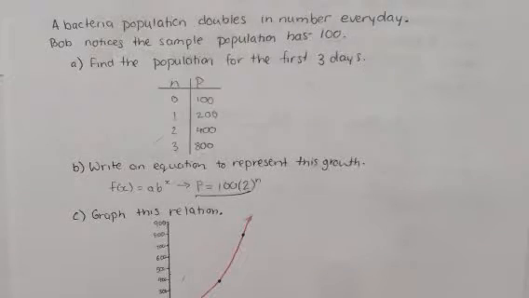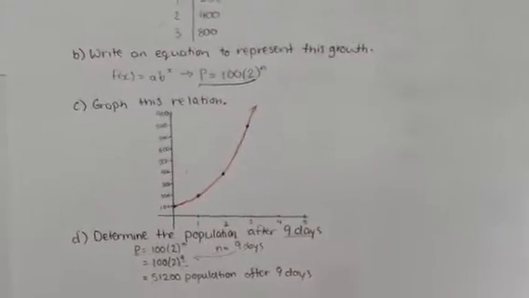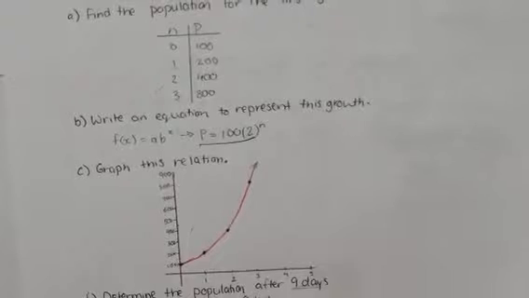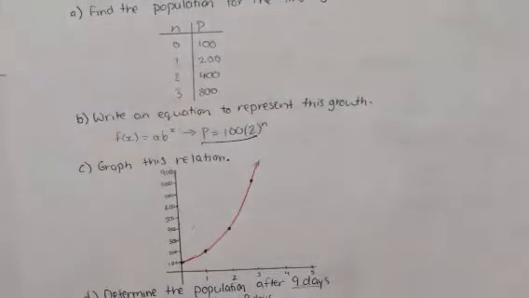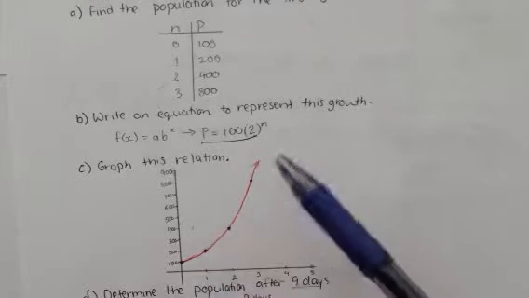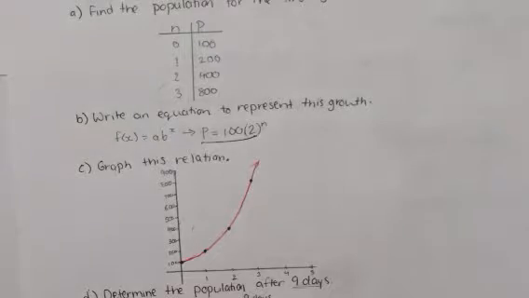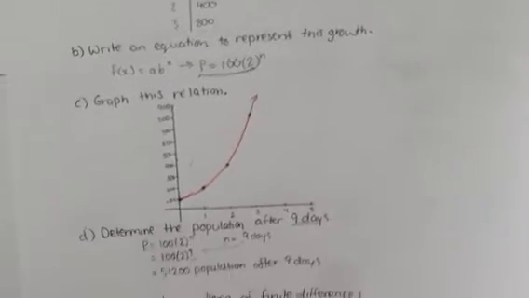Then it says graph this relation. Graphing is very simple when you have a table of values, and we already created a table of values right here. It makes it very simple to plot these points since we already have them. So it's very simple to graph in this case.